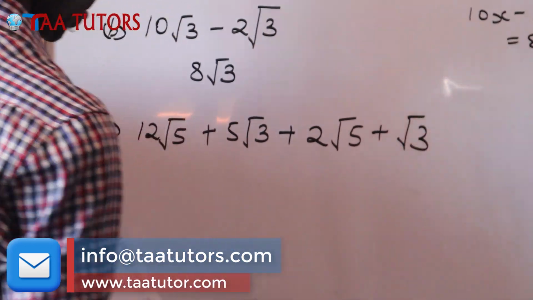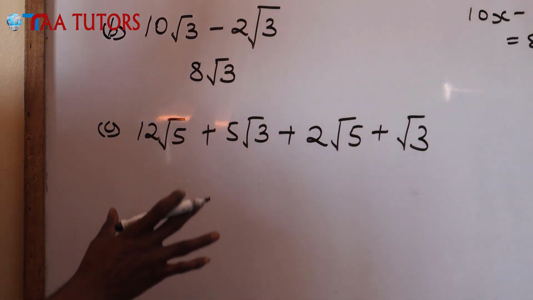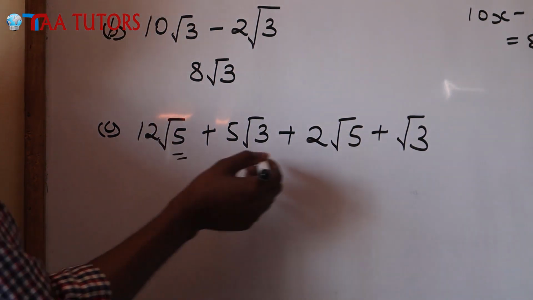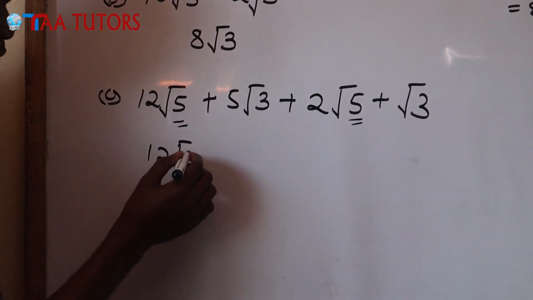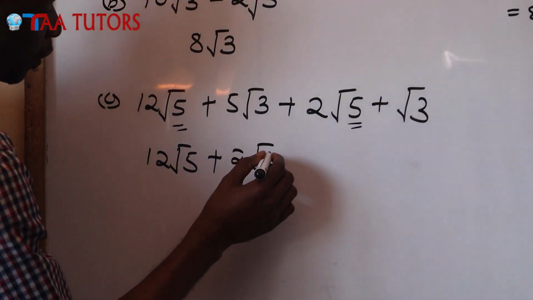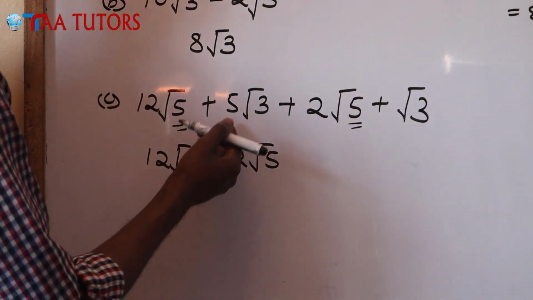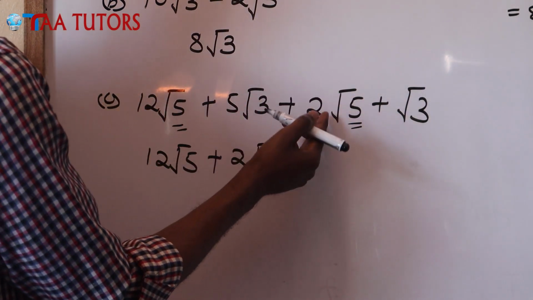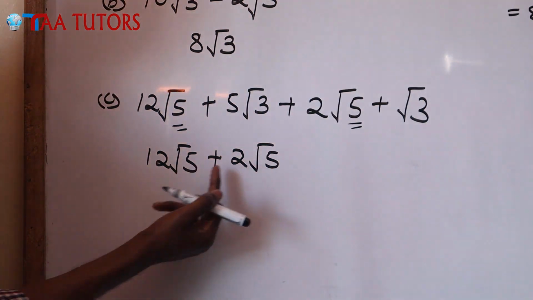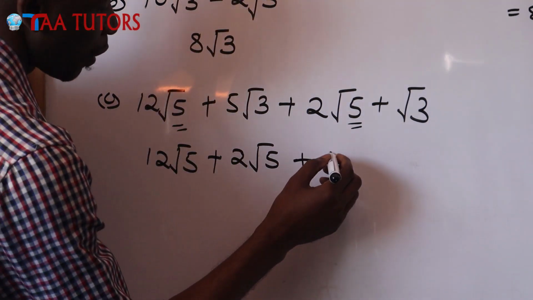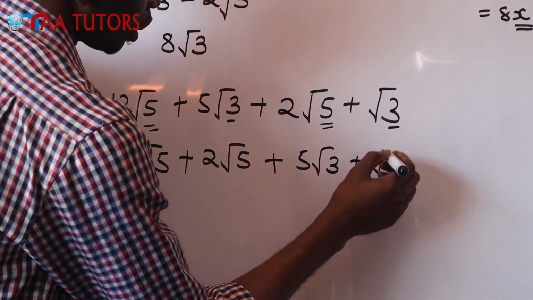SAD 3. We have a much longer problem, so let's collect like terms. SAD 5 and SAD 5 will come closer to each other, so we'll have 12 SAD 5 plus 2 SAD 5. We are just collecting like terms, like you have 12x plus 5y plus 2x plus y. So we are collecting the like terms, SAD 5 and SAD 5, then 5 SAD 3 brought together with the SAD 3.